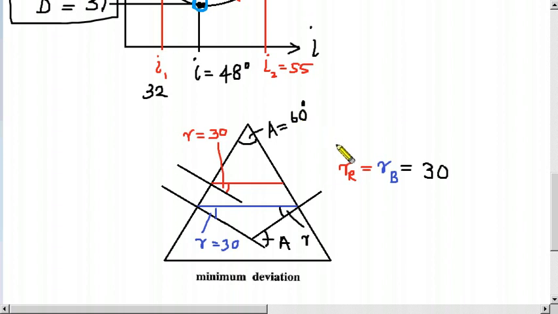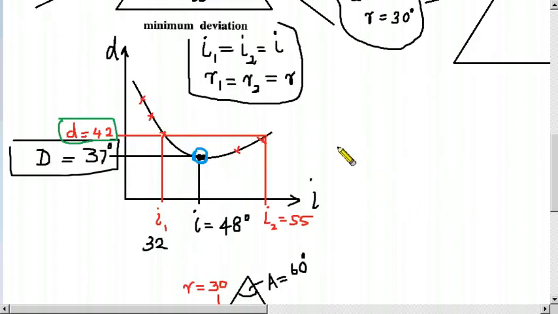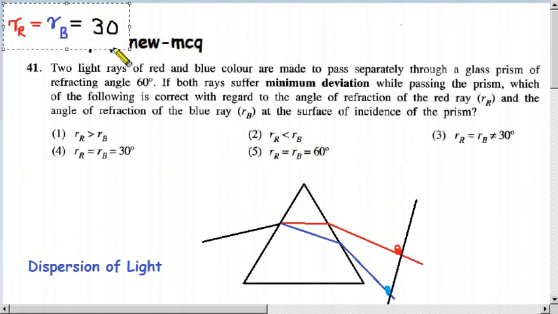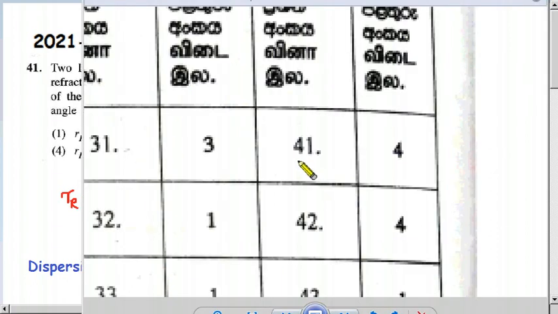So let us try to select the proper answer. So I think this one, the fourth one, let us check 41, fourth one, yes, 41 fourth one.